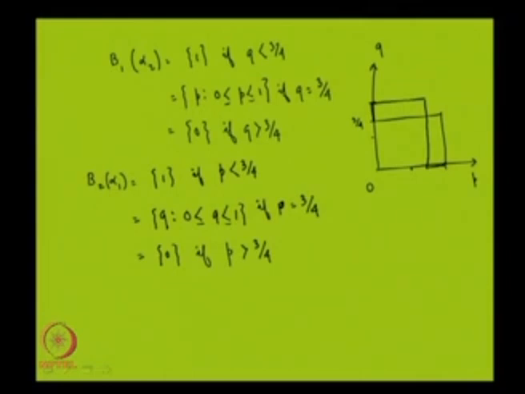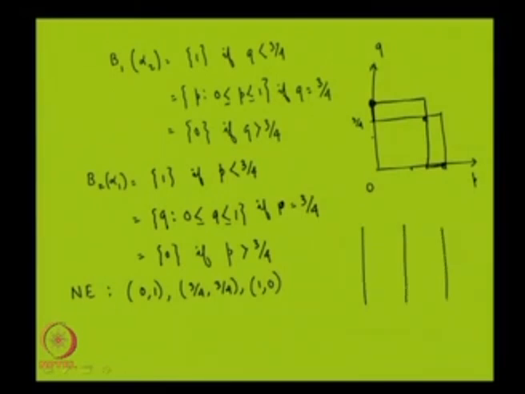So, once again here what we have are three Nash equilibria. One is here, third one here. So, they are given by 0, 1, this point is 3/4, 3/4, the last point is 1, 0. Now, recall the game. Here it was 3, 3, 6, 1, 1, 6.